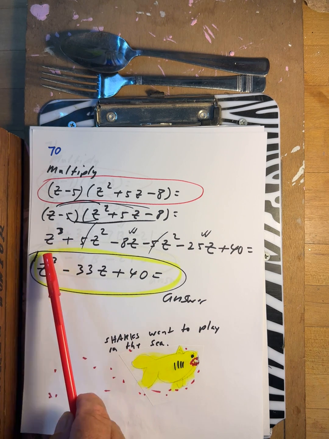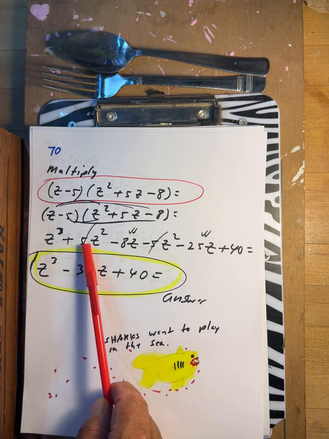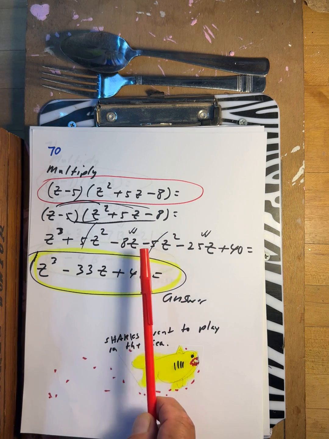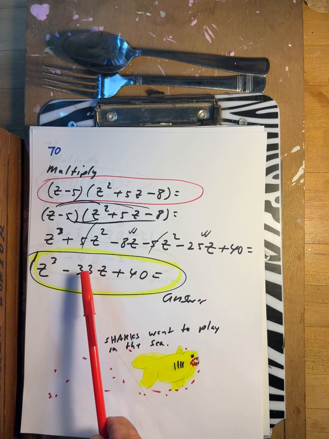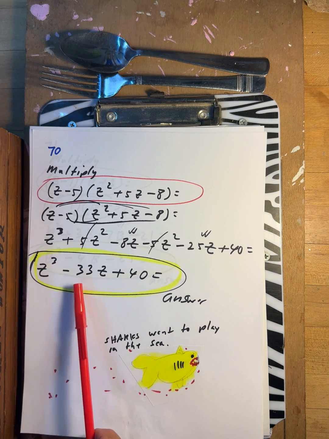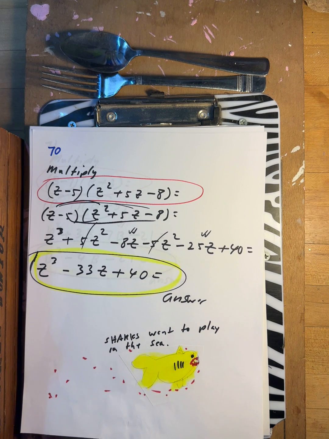So now z cubed, copy it. 5z squared minus 5z squared, oh, they're gone. Cancel each other out. And negative 8z and negative 25z is negative 33z plus 40. So z cubed minus 33z plus 40, that's it.